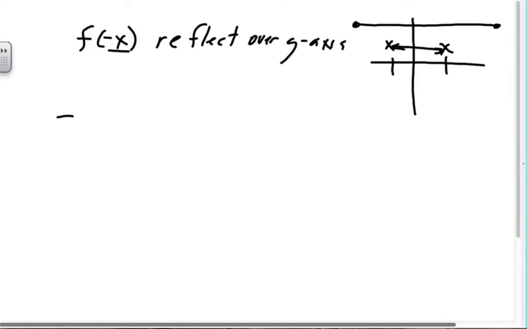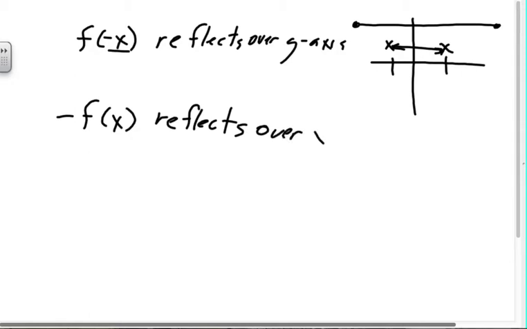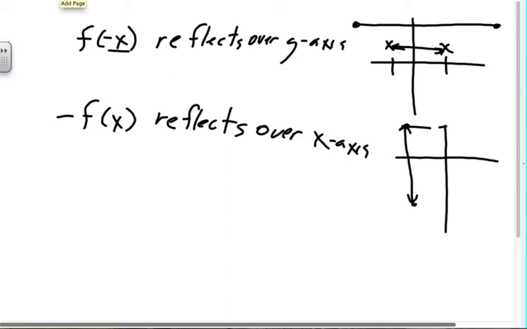So the next thing is negative f of x. So here I'm changing the sign of my function or y value. And it reflects over the x-axis. And you can make the same graphical argument here if I have a point here, which is positive, when I change its sign, it's going to plot down here, which is a reflection across the x-axis. Okay, last thing.